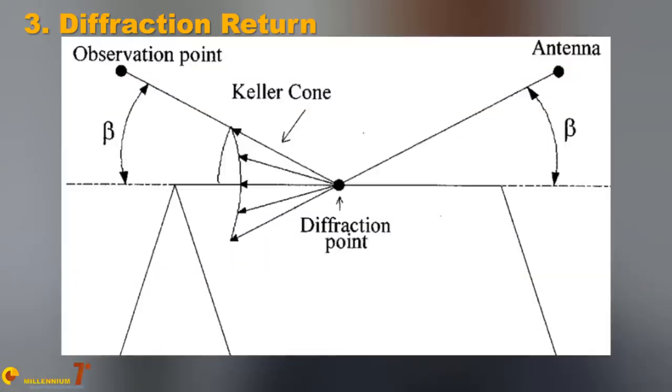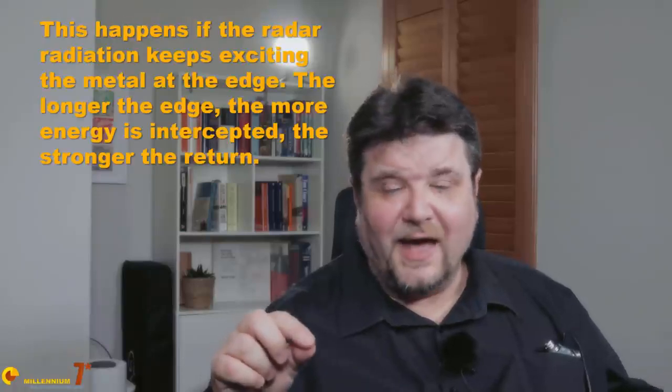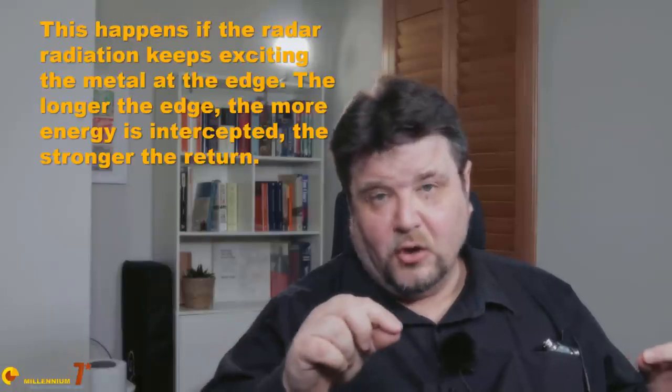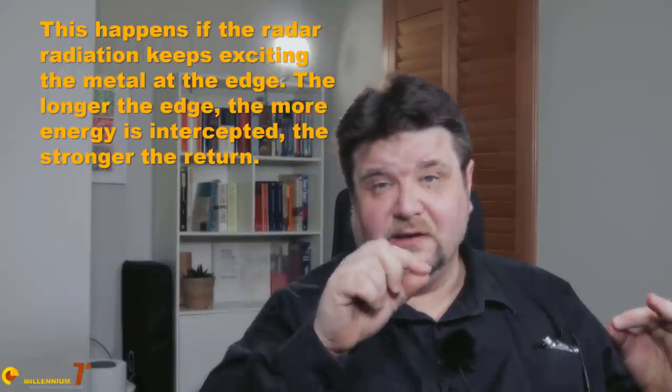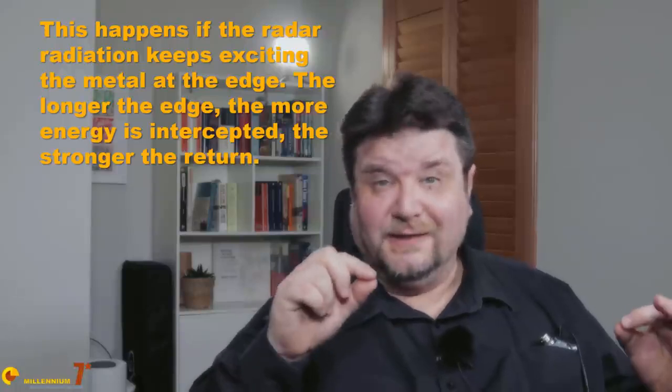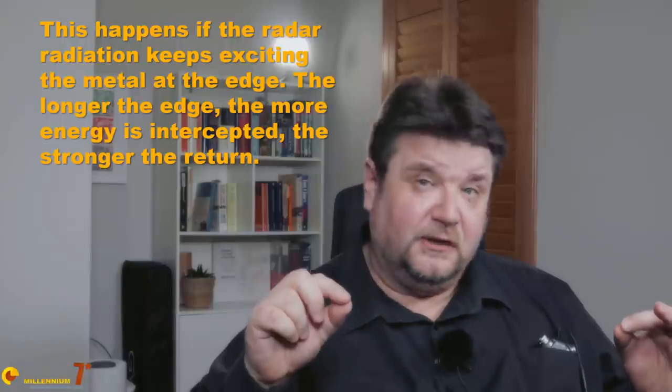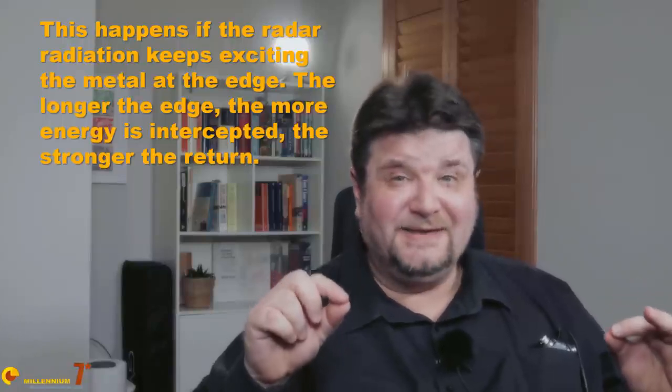Particularly important is the diffraction from the leading and the trailing edge of the wing, because there it happens in a sort of conical pattern which is named the Keller cone, and the power emitted depends on the length of uninterrupted conductive surface that you have on the edge. The longer the uninterrupted conductive surface, the higher the energy emitted into the Keller cone.